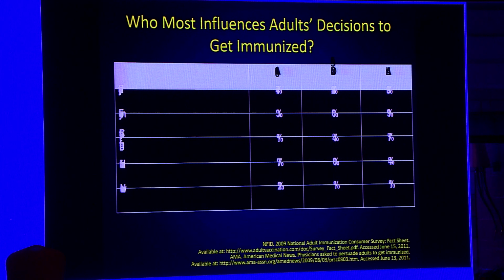When you look at who influences a patient getting a vaccine, it was shown that the most important influence, about 65% of patients got the vaccine because their doctor recommended it to them. In other words, the most important reason for a diabetic patient to be vaccinated is the doctor.